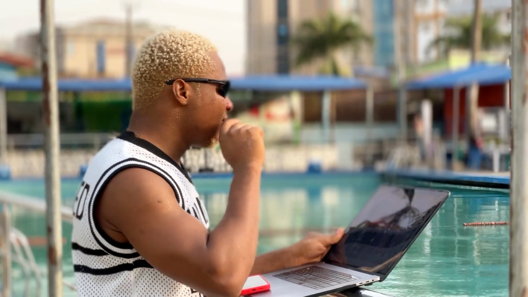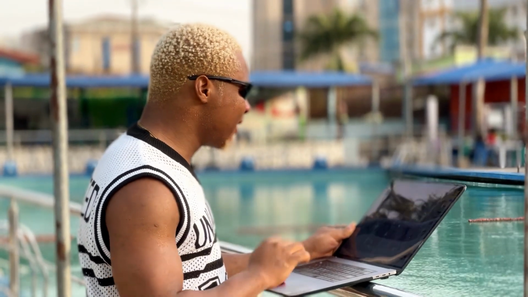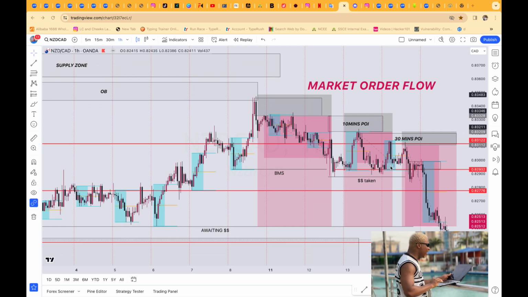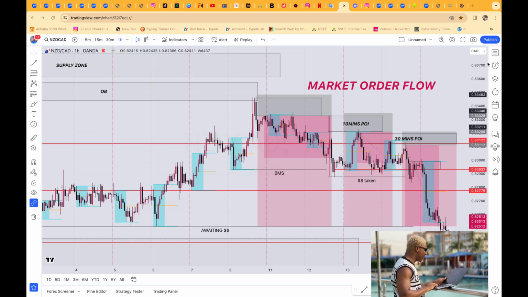Okay, this is NZDCAD. Now let me show you how we do this. Guys, come on, look at this entry right here. This is what we call market order flow. So guys, let me show you how we caught this entry.